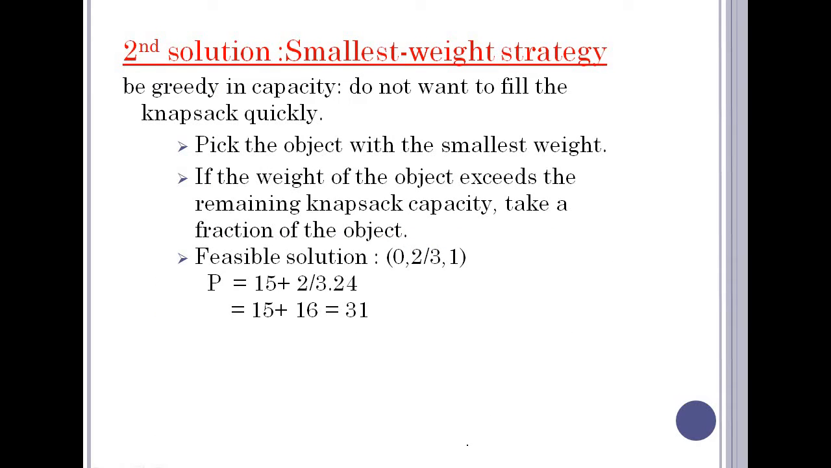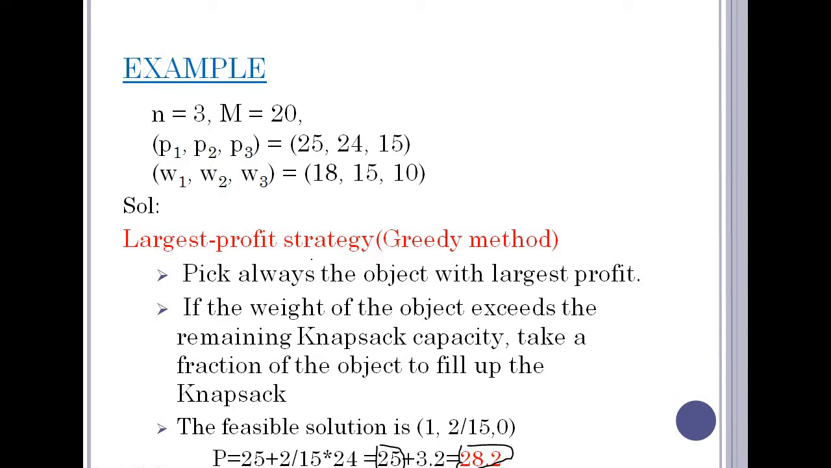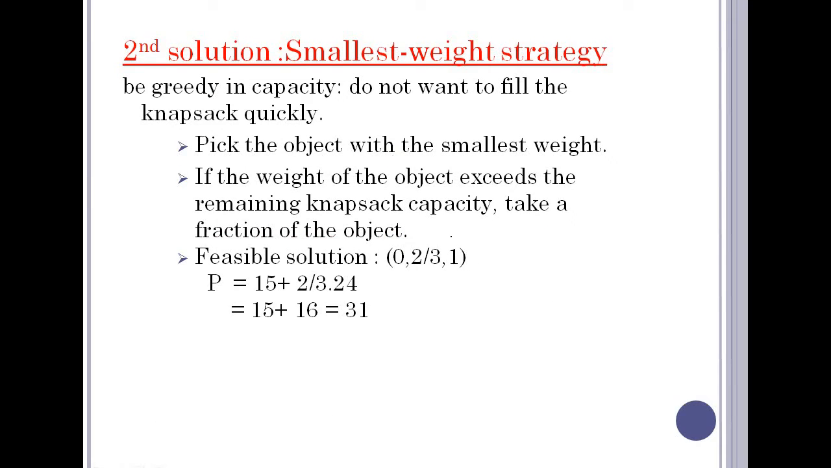Let's see the second strategy. In the second strategy, we pick up the object with the smallest weight. So we are not going to fill the knapsack quickly. If we take the second object but its weight exceeds the remaining capacity, we again take a fraction, the same as the previous one. Here the smallest weight is 10, so we will take this object completely in the knapsack, and the profit associated with it is 15.